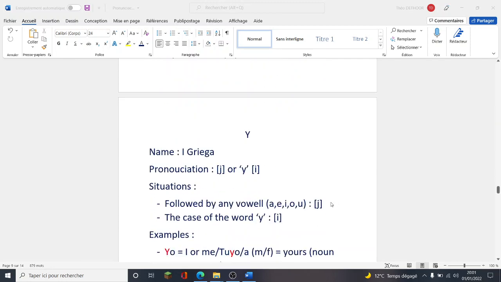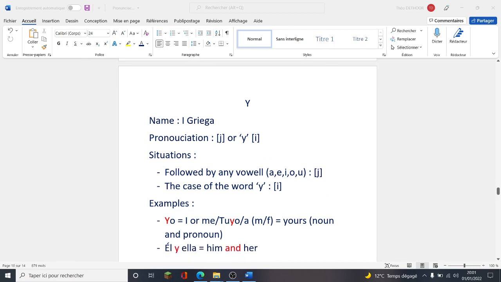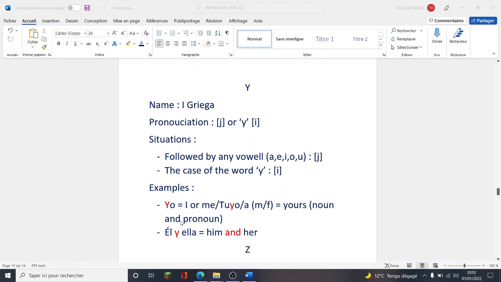The letter Y in Spanish is called la Y, and it's pronounced Y or I in the case of the Y alone as a word. So yeah, both situations are the following ones. Followed by any vowel, A, E, I, O, or U, it's pronounced Y. It can't be followed by a consonant. And if it's alone, if it's Y as a word, it's pronounced E. So here are the examples.